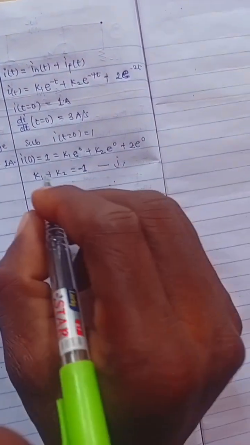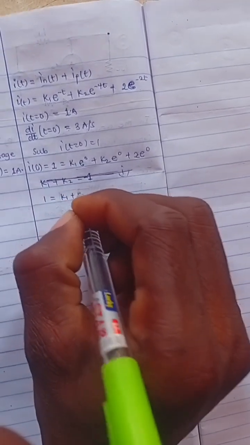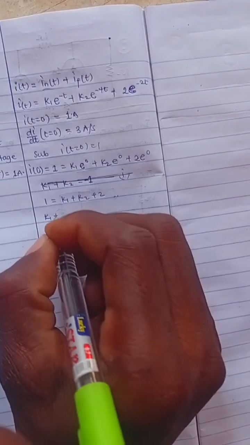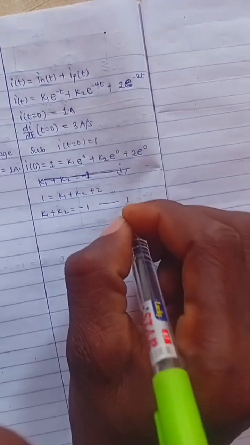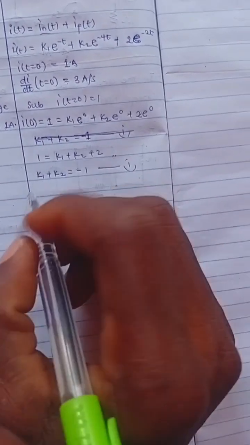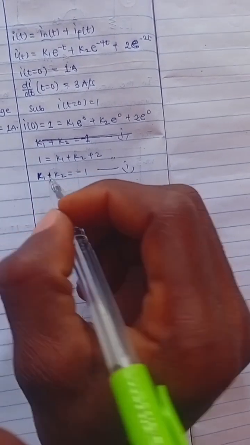If you solve this, let me just make it simpler. 1 is equal to k1 plus k2 plus 2. So if you look for k1 and k2, k1 plus k2 would give you minus 1. So this is your first equation for finding k1 and k2. Sorry, we found a simultaneous equation, so we need a second simultaneous equation.